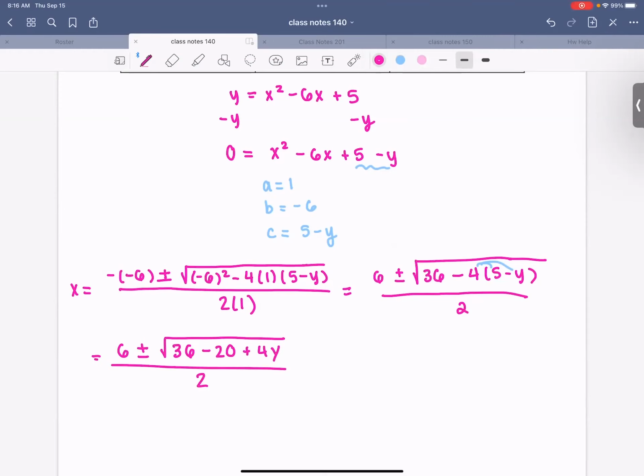I guess I can subtract the 36 and 20, right? 6 plus or minus the square root of 16 plus 4y over 2.